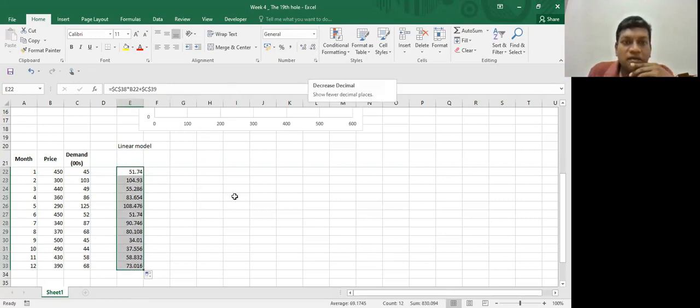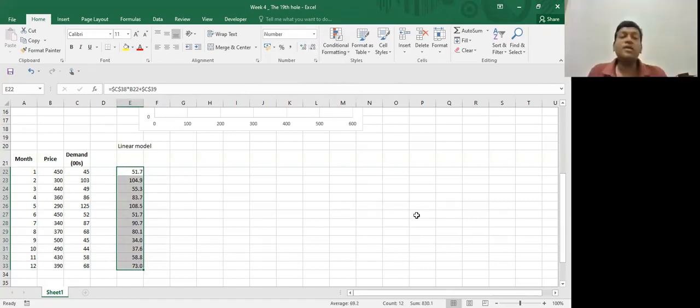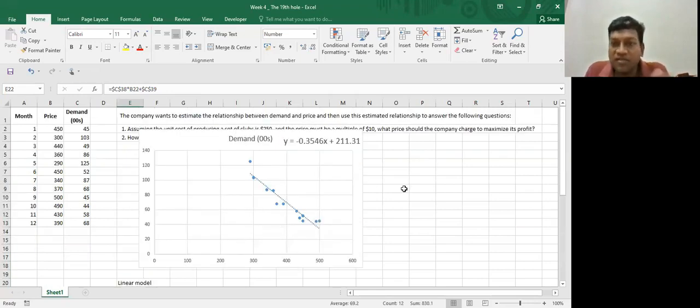Sorry, can you tell the formula once again that you have used for this linear model, sir? Yeah, okay. So essentially, Aditya, we have been given a set of data points, price and demand, and we have just plotted it as what we call a scatter plot. For every price, there is a demand. Along X, we have the price. Along Y, we have the demand.